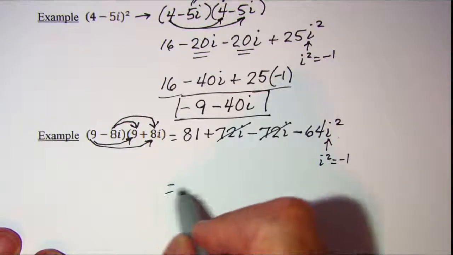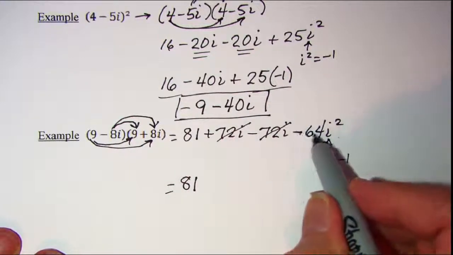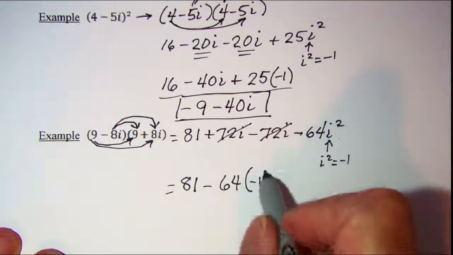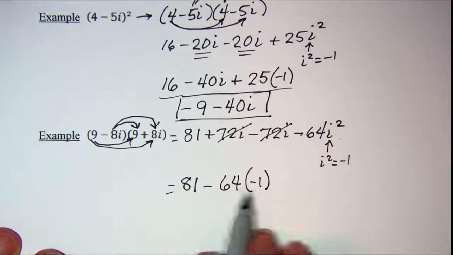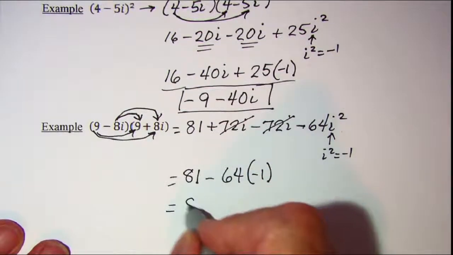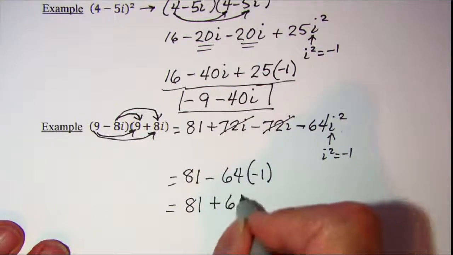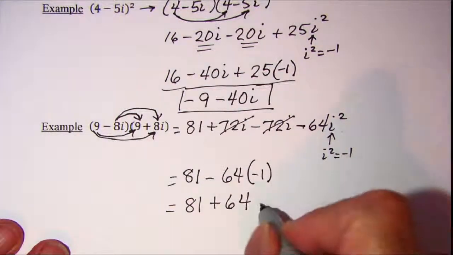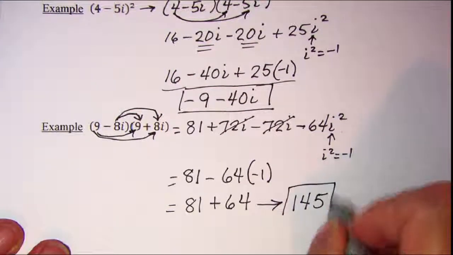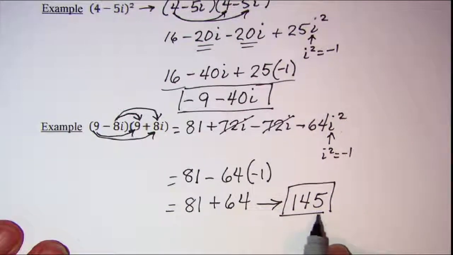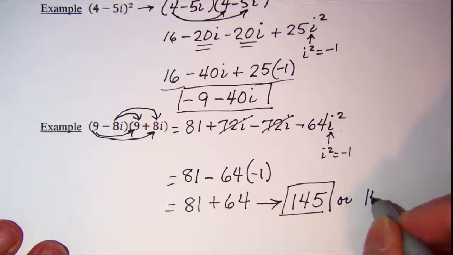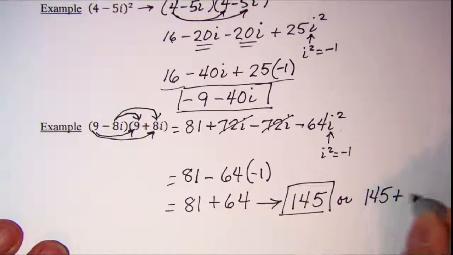So we have 81 minus 64 times negative 1. So this is actually then a positive 64 when we multiply this out. So we get 81 plus 64, and that'll give us 145. Now if we were told to write this in a plus bi form, we would write it as the real part first, 145, and then 0i.